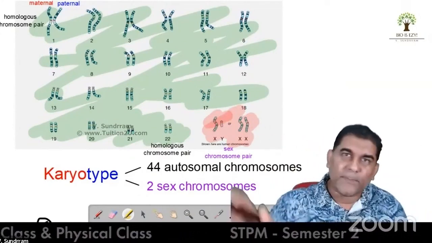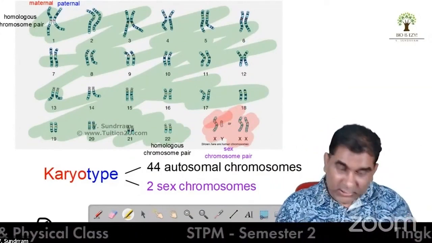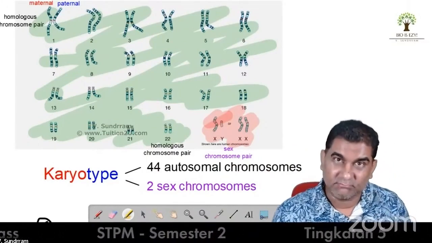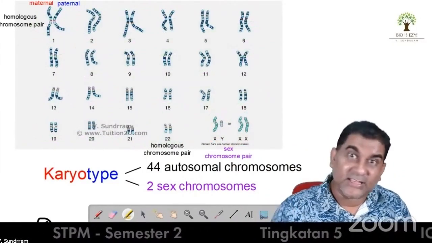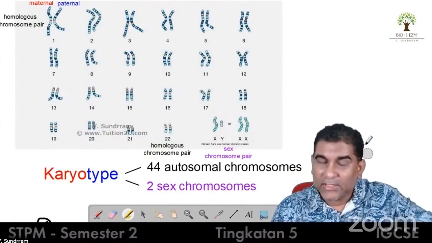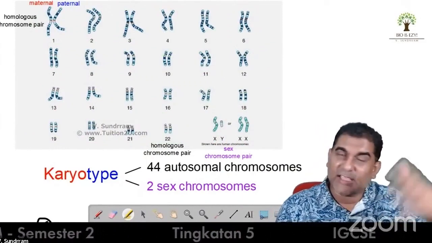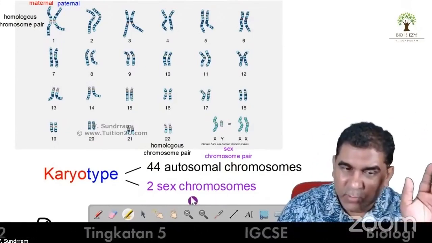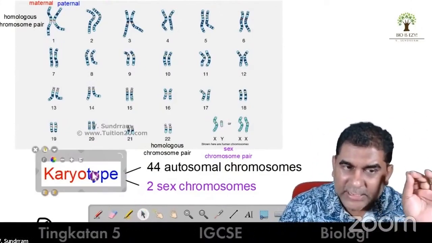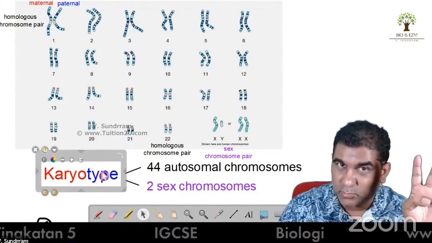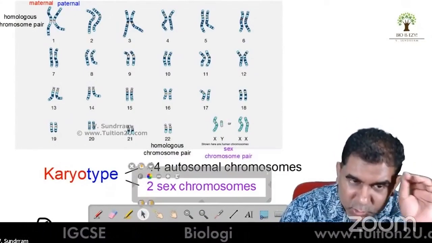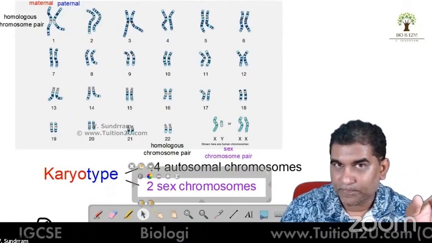So 44 plus 2. Why do you call it the sex chromosome pair? They determine your gender. The other 44, they don't decide your gender. They have other functions. We'll explain more later. At the moment, the human karyotype has 46 chromosomes, of which 44 are autosomal and 2 are sex chromosomes.